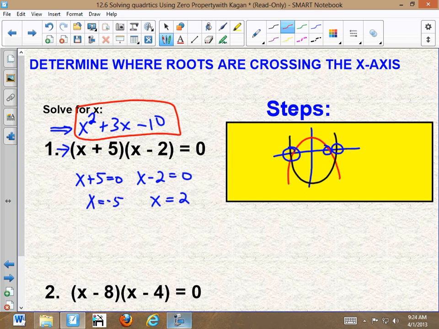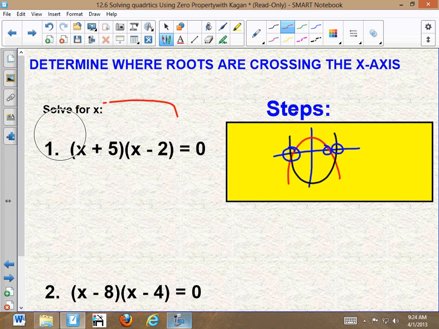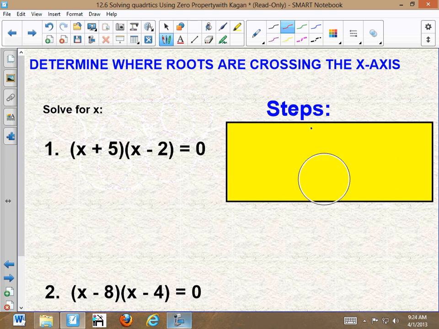We factor this into two binomials. Then we set each binomial equal to 0. We solve them. So that means I have one root at negative 5. I have one root at 2. When you get to algebra 2, you'll actually be graphing parabolas. Okay? That's all we're doing today.